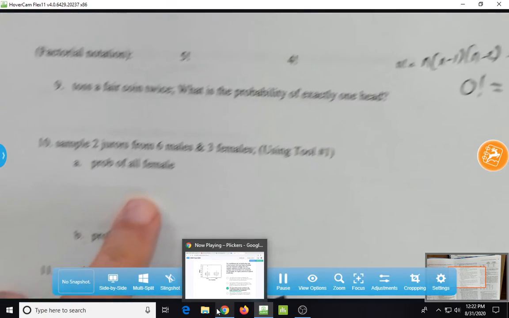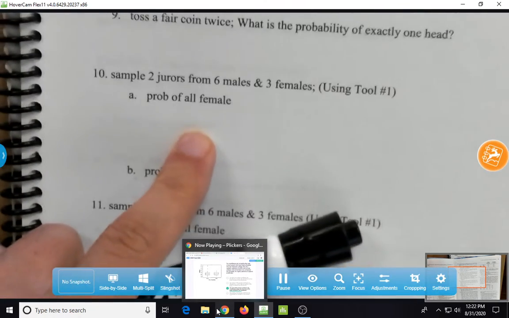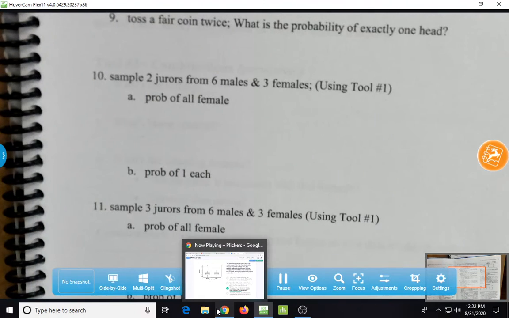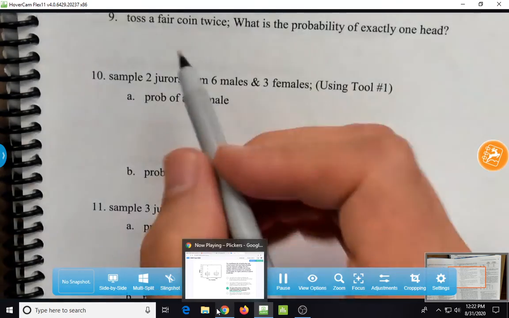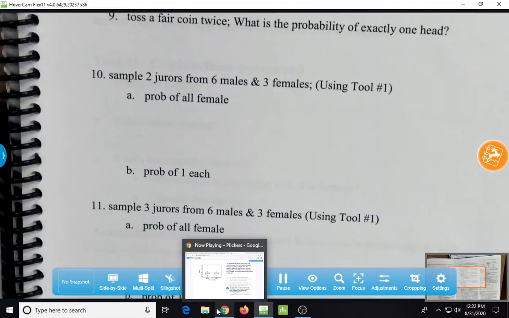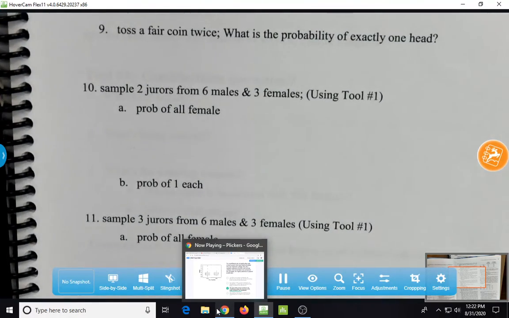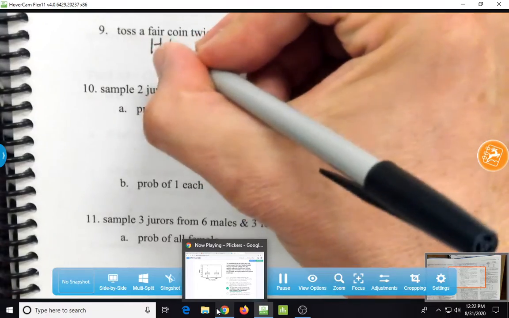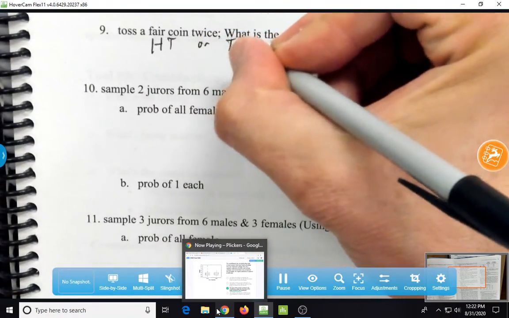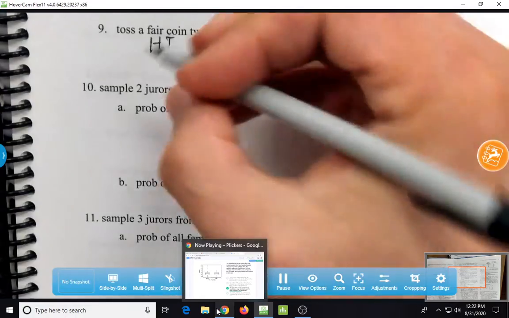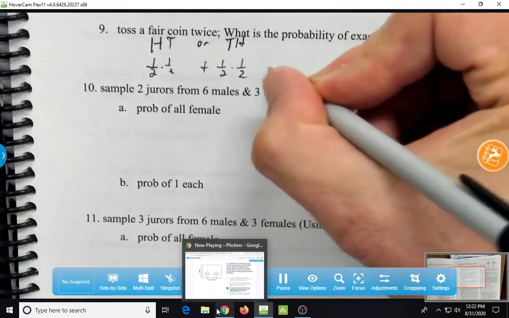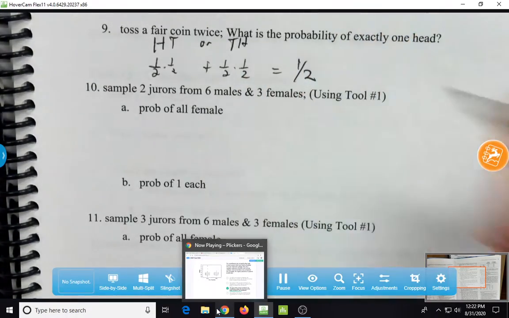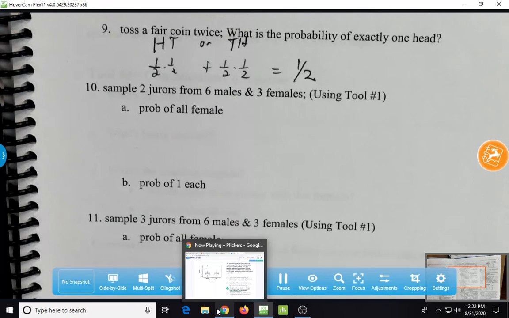Oh, sorry, I skipped one. Toss a fair coin twice. What's the probability of exactly 1 head? Well, I could have heads tails or tails heads. So this is an example where I'd have 1/2 times 1/2 plus 1/2 times 1/2, or 1/2. So in other words, 1/4 plus 1/4 gives me 1/2.